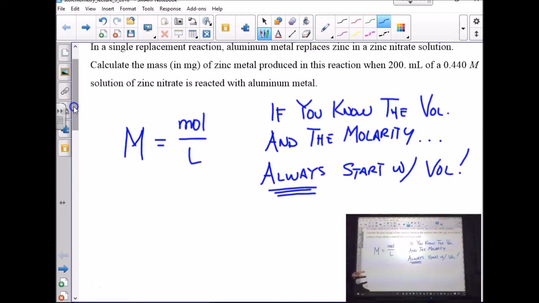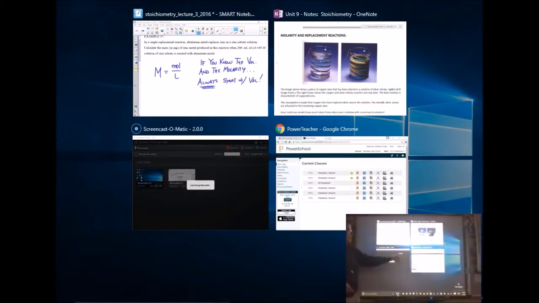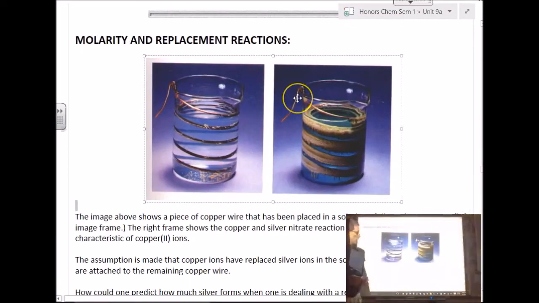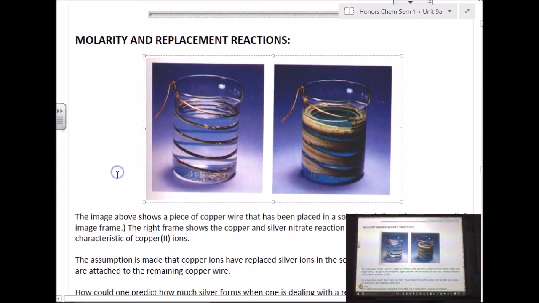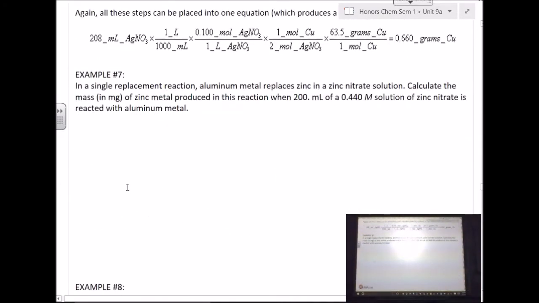Now, if you're given a molarity, but it's asking you for volume, you can't start with the volume because that's what the question's asking for. So that would be step 4. But if you're given in a problem, kind of like what we're going to do here for our first one, the volume and the molarity, always start with the volume. That would be for step 2. Questions about that? Probably will make a little more sense once we actually do a problem. But I think that's all I really wanted to say about that. So let's get right to the example.